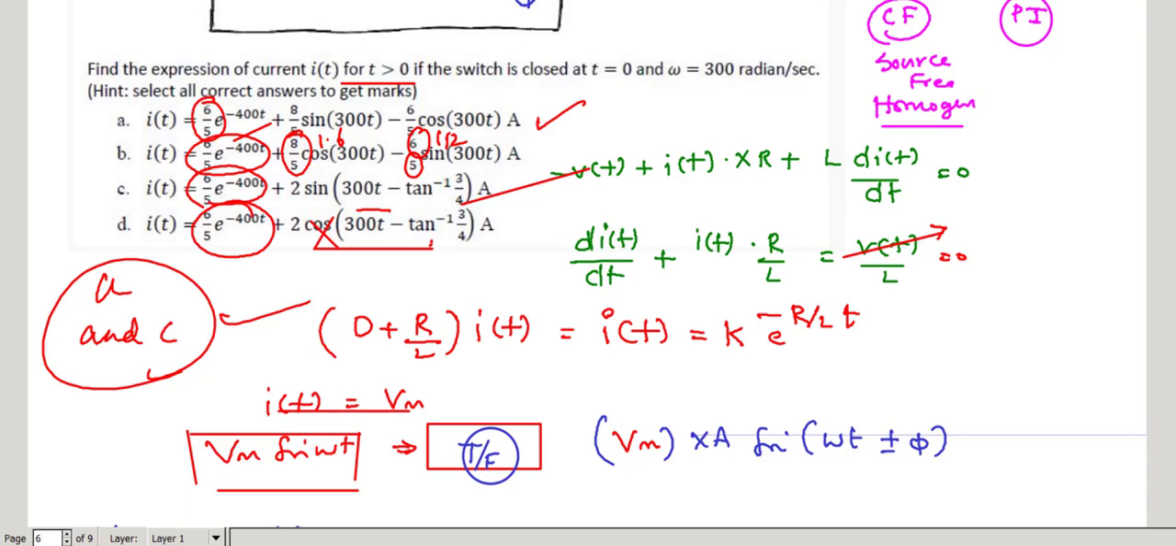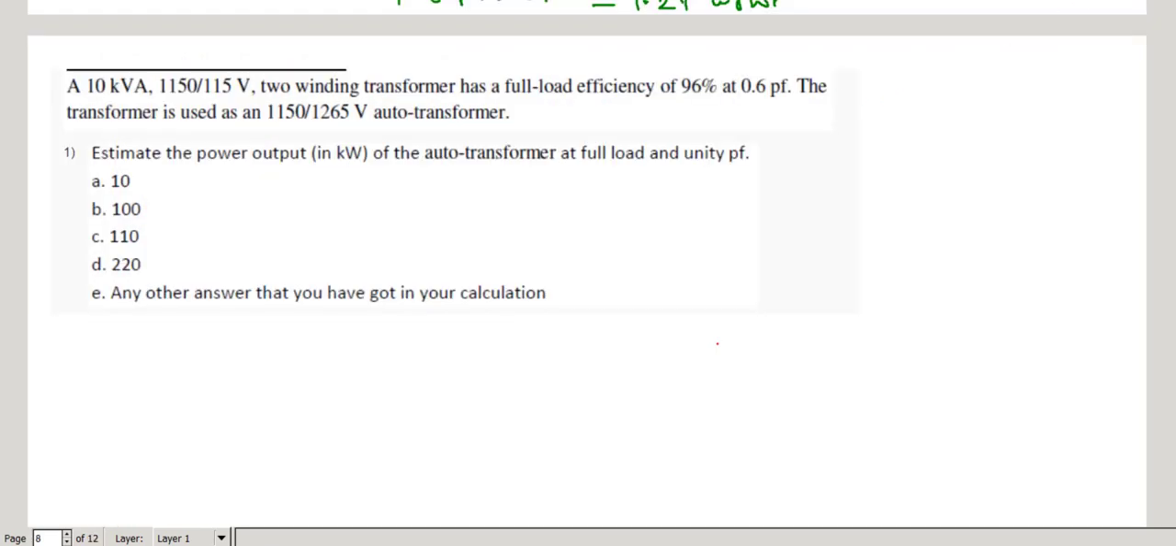Okay, let's see the next question. It is from electrical machines. The topic is auto transformer. So here you see the question.